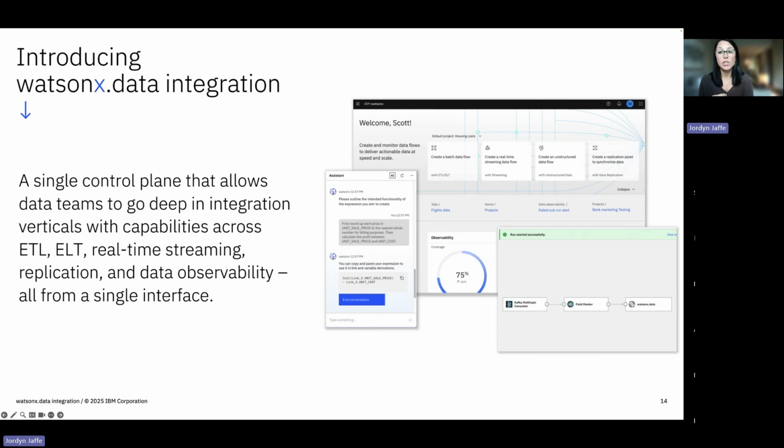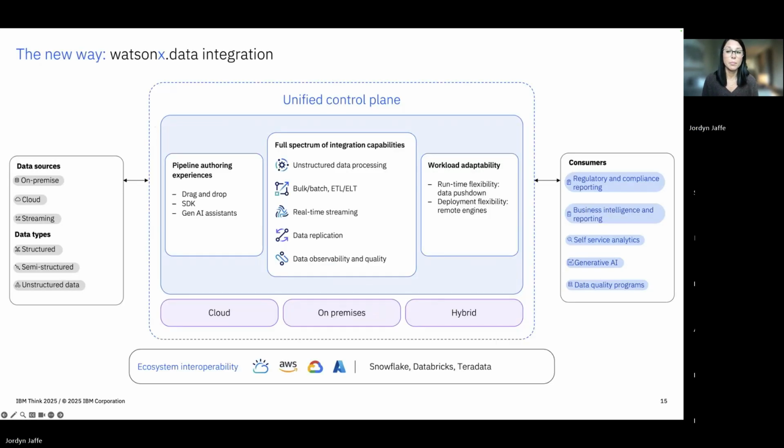Watsonx.data integration is your new central station, allowing data teams to go deep into integration tracks with capabilities across ETL, ELT, real-time streaming, replication, data observability, as well as unstructured data, all accessible from a single pane of glass. So with watsonx.data integration, IBM offers a unified control plane to create data pipelines that are not tethered to a single integration style or storage architecture, really eliminating the reliance on specialized tools.